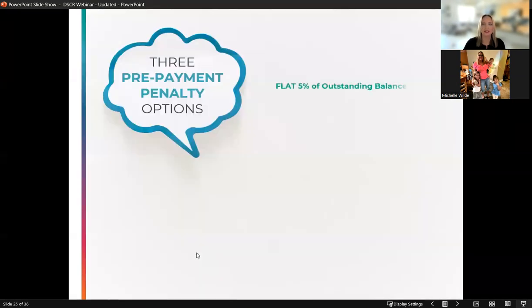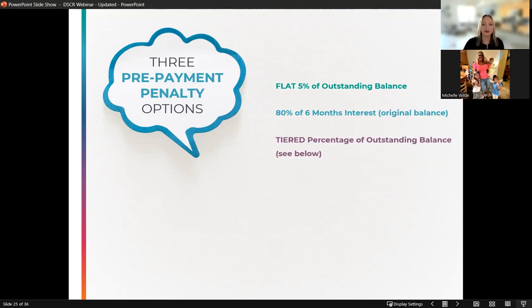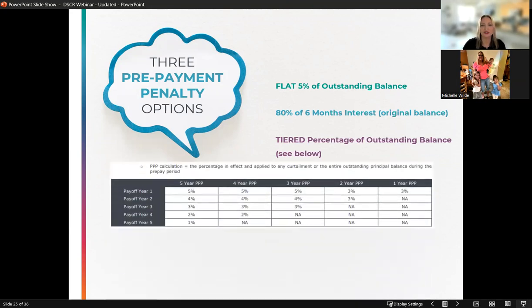So there are 3 type options. There's the flat 5% of whatever the current outstanding balance is. There's an option that says months interest on the drop down, and what that is, is 80% of 6 months of interest of the original balance. Or you can do a tiered percentage of the outstanding balance, which this little chart gives. So first you're going to select either 1 year, 2 year, 3 year, 4 year, or 5 year. So you're going to pick one column here, and then it goes down every year. So if they pay it off in year 1, it'd be 5%. If they pay it off in year 2, 4%, and then it's tiered. It goes down each year.